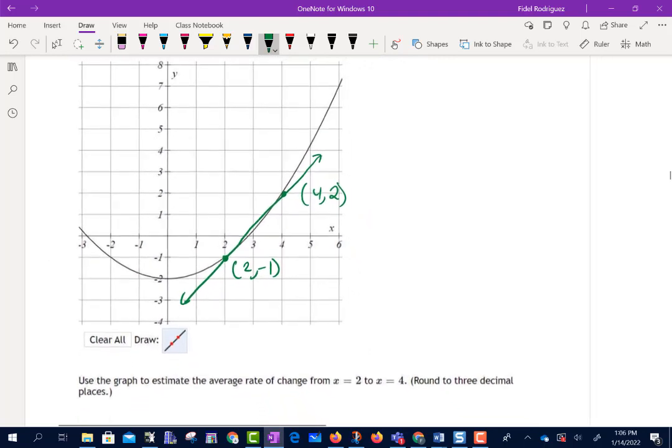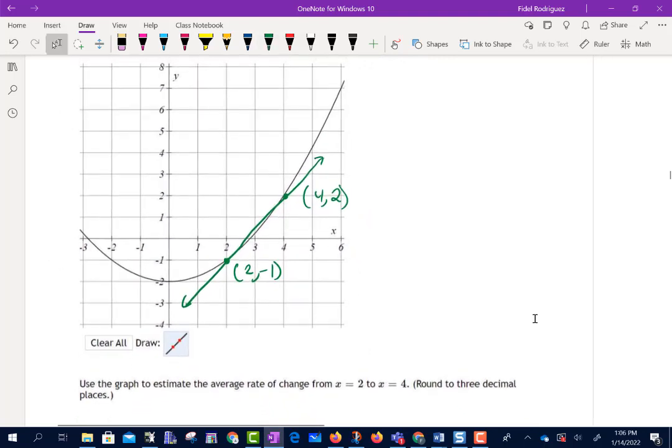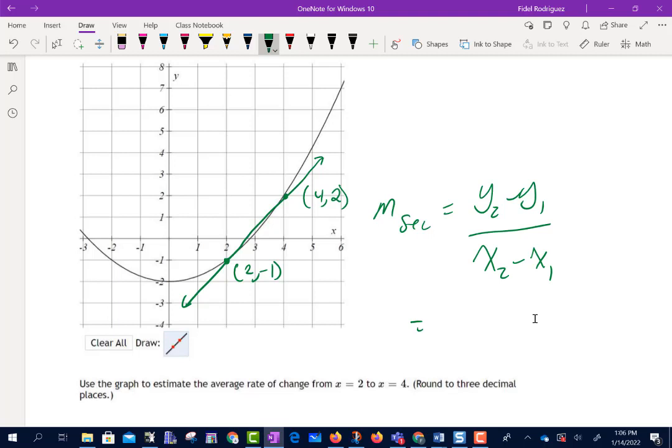Oh, now it says, use the graph to estimate the rate of change from x equals 2 to x equals 4. Round to 3 decimal places. Okay, let's go ahead and do this. So again, secant line, slope, same formula. It's never going to change, right? So one of the nice things about math, it stays the same.